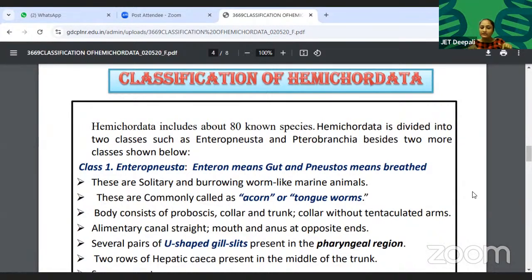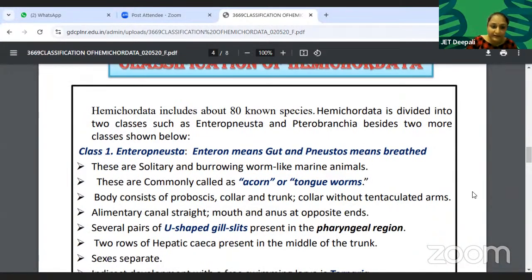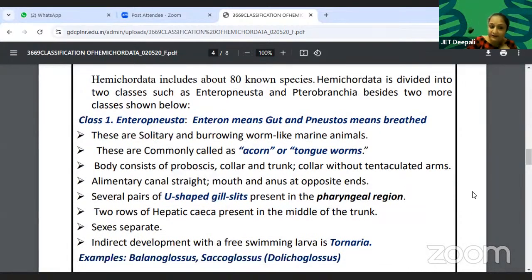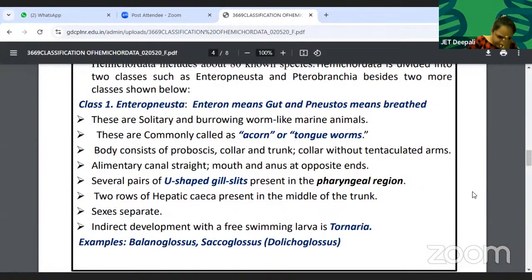Several pairs of U-shaped gill slits present in the pharyngeal region, meaning in the buccal cavity they are having U-shaped gill slits. Two rows of hepatic caeca present in the middle of the trunk. Sexes are separate. Indirect development with a free swimming larva, Tornaria. Examples are Balanoglossus and Saccoglossus.